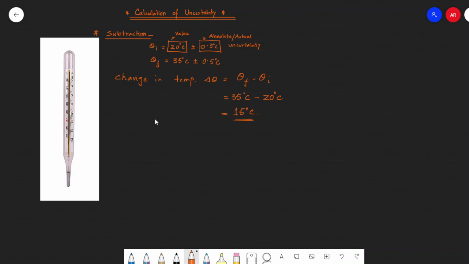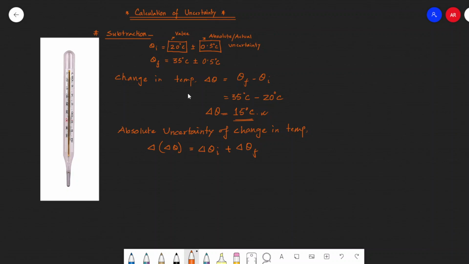So to find out the absolute uncertainty of the change in temperature, the absolute uncertainty of change in temperature is del of del theta, which is del theta I plus del theta f. That means the absolute uncertainties are going to be added up. You see, we have found the change in temperature, the difference of these two temperatures. So one minus the other for getting the change in temperature, the value of it.